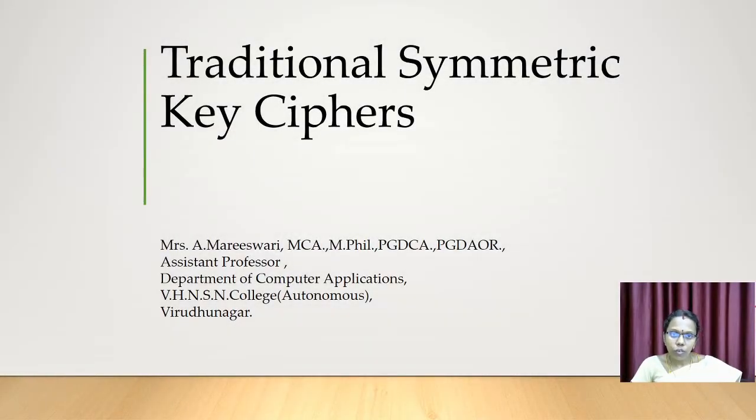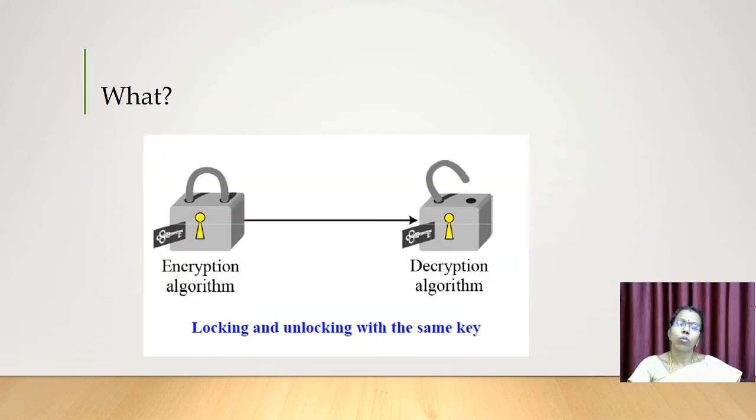So in today's scenario, we are going to discuss traditional symmetric key ciphers. So what is a traditional symmetric key cipher? When we are converting the plain text into ciphertext, we use some process to convert the plain text into ciphertext. The process is defined as either an encryption algorithm, or on the receiving side we can use a decryption algorithm.